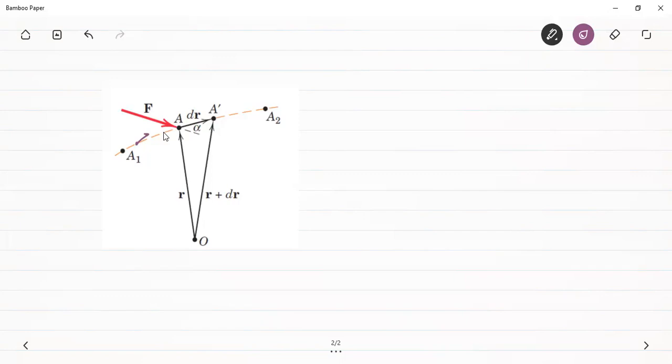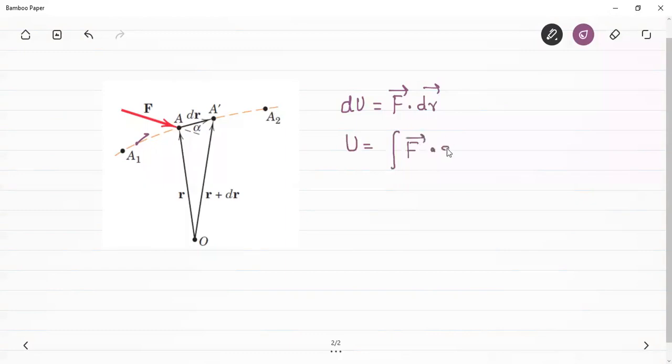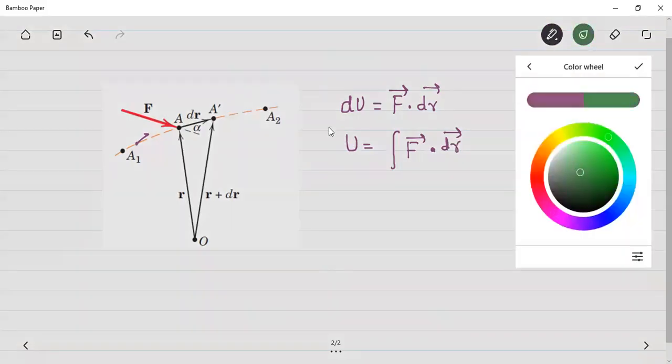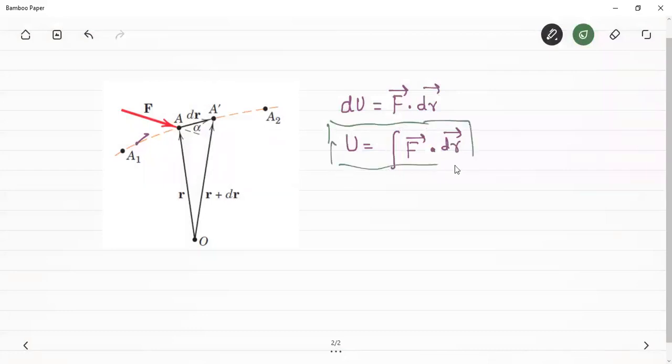Therefore, while the particle is moving from A to A dash, the work done will be equal to F dot dr, for a small displacement from A to A dash, that is, this displacement vector is equal to dr. So the work done during this small displacement will be equal to F dot dr. Therefore, the total work done in moving the particle from A1 to A2 will be the integral of F dot dr. This is another relation which you can remember, although it won't be used that much, but it is from the basic classes which we have already learned.